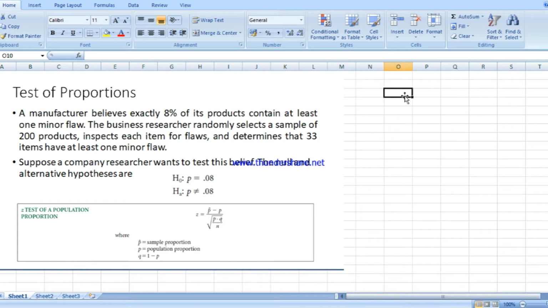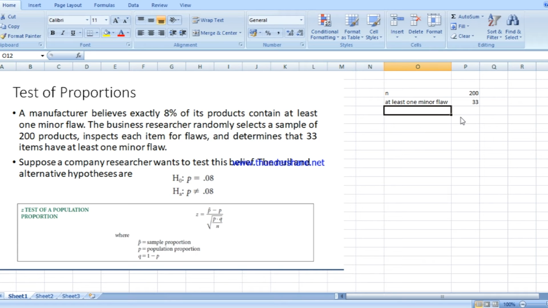So, we are given that the sample size consists of 200 items and there are 33 items that have at least one minor flaw. So the sample proportion will be equal to 33 divided by 200. This figure, that is 0.165, will be p hat, the sample proportion.